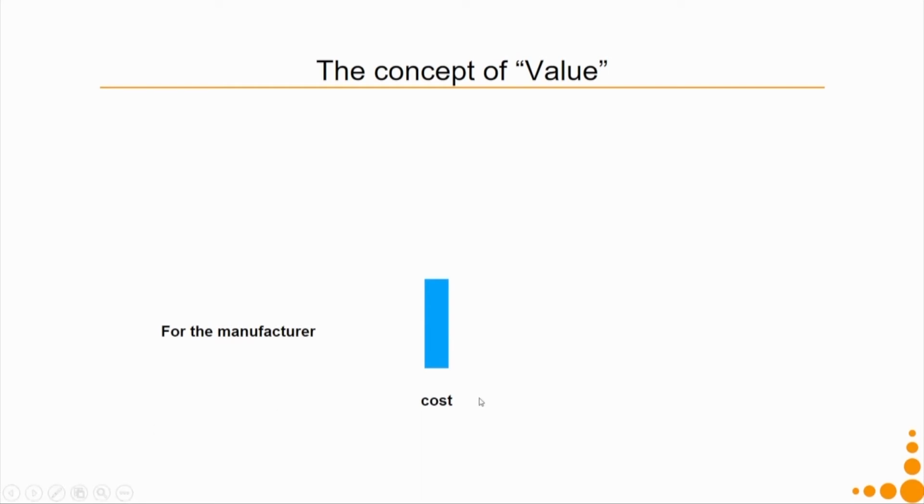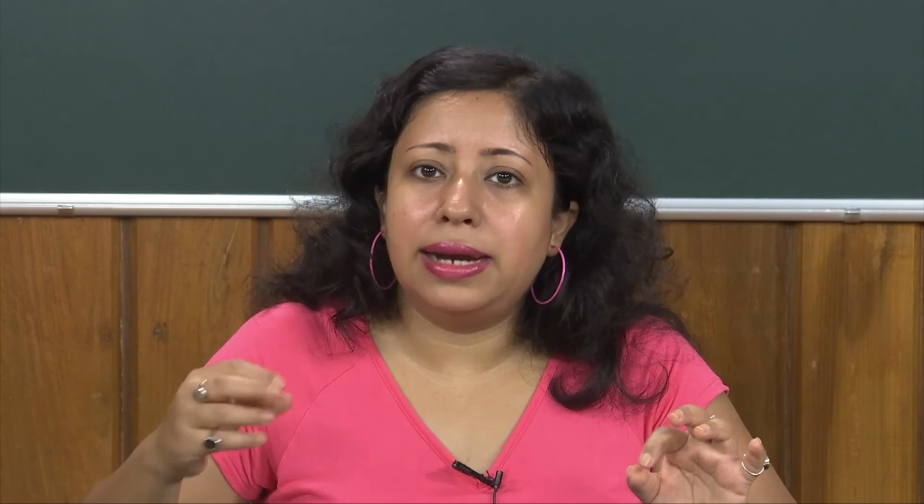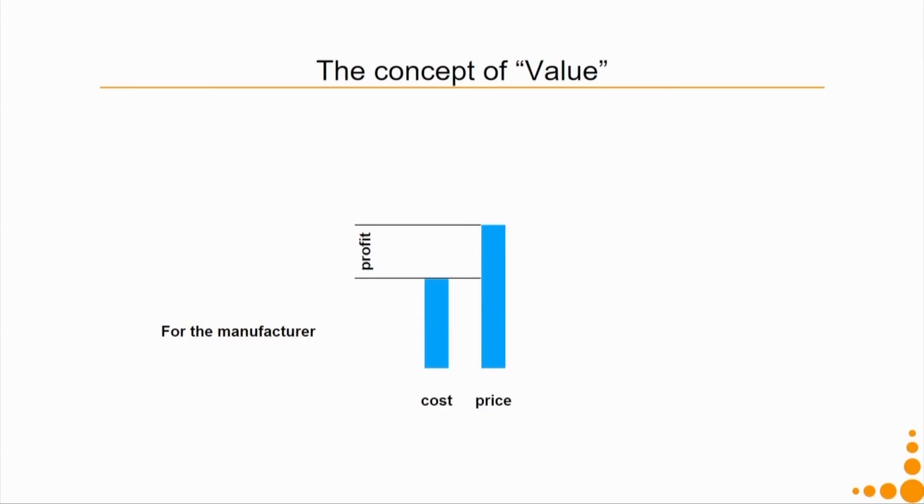So, for the manufacturer there is cost. In order to make a particular shoe, the manufacturer will have to spend some money on making or buying the different components of the shoe, then putting them together, and then bringing it up to the user for buying it. So, there are certain costs. To this, the manufacturer adds a certain amount of profit, and we get the price of a product. This is how the manufacturer sees it.